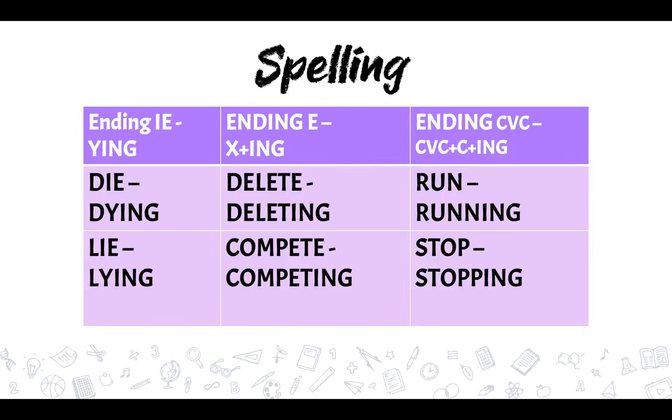Now, spelling of verbs plus ing. Verbs ending with ie: we take out the ie and we add ying. So die, dying, lie, lying. Verbs ending with an e: we delete the e and we add ing. So delete, deleting, compete, competing.